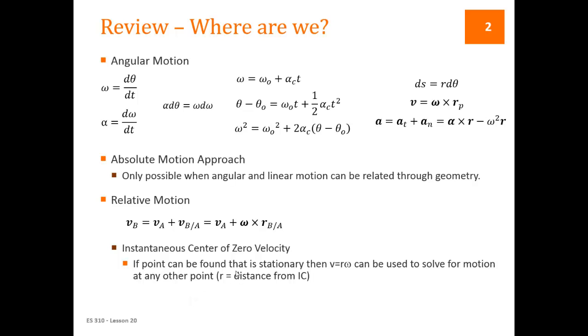If we have an instantaneous center of zero velocity, a point somewhere in the system, not necessarily on the body, that has zero velocity, these equations simplify because VA doesn't exist, and so we can write VB simply as omega crossed with r.